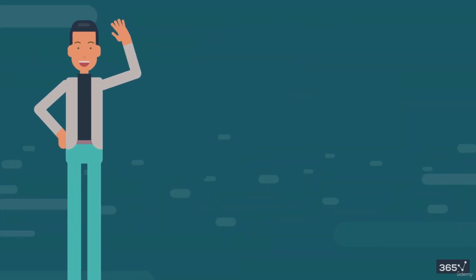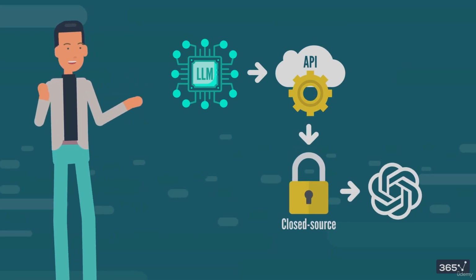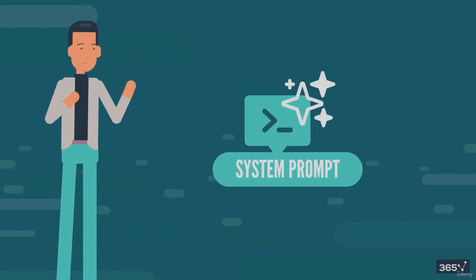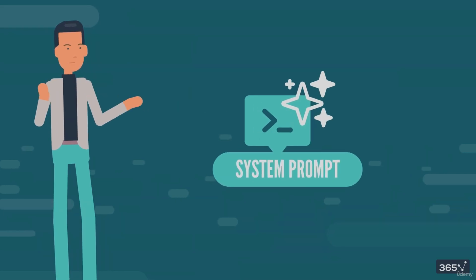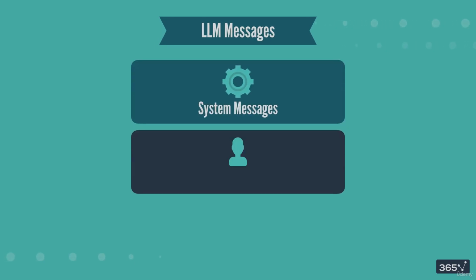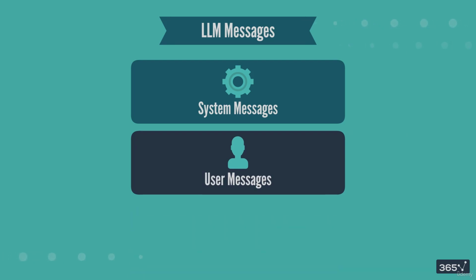Welcome back. Now that we've established our foundational requirements, it's time to dive into a critical aspect of our technical planning: developing the system prompt. At this stage, you're probably familiar with the different types of messages used in an LLM: system, user, and AI messages. A quick refresher on each will ensure we're all on the same page moving forward.